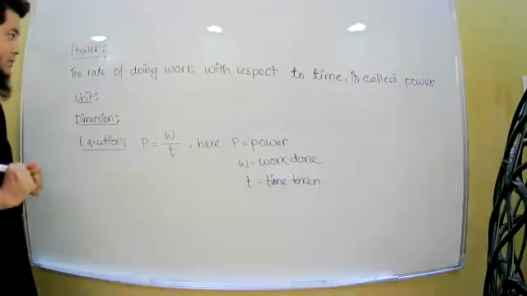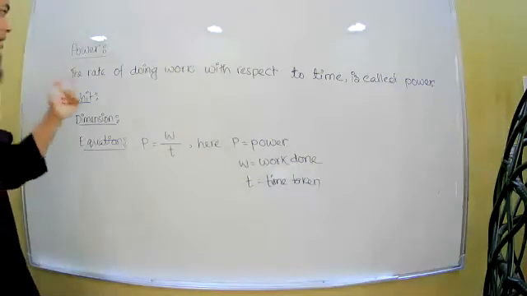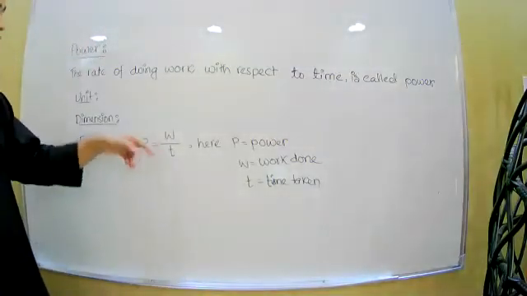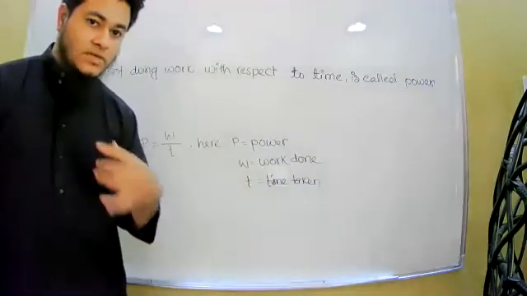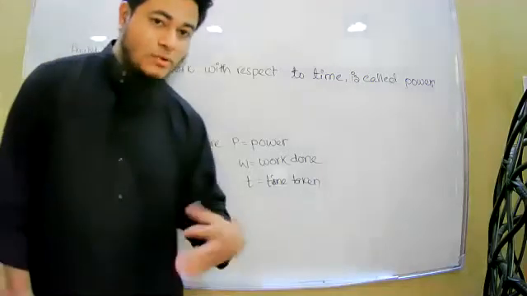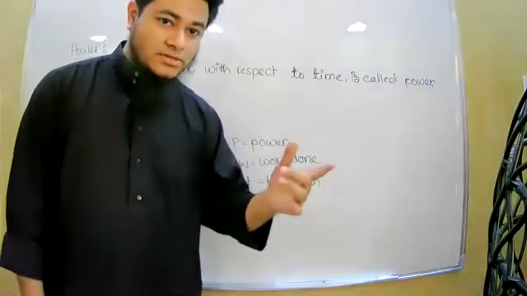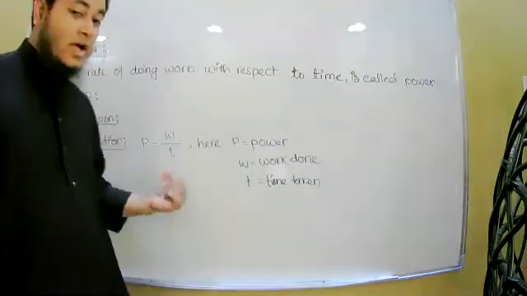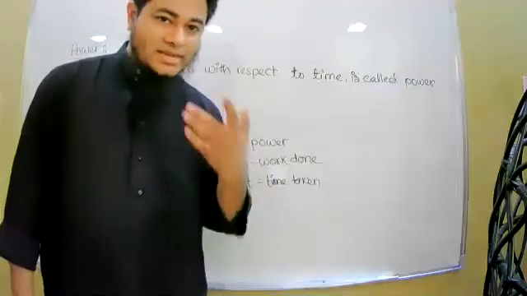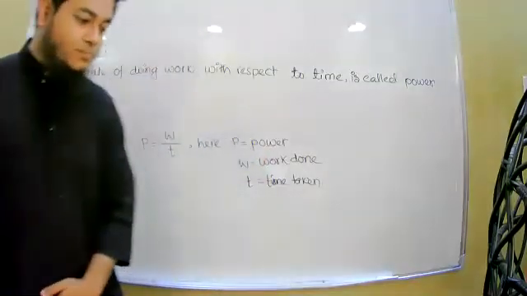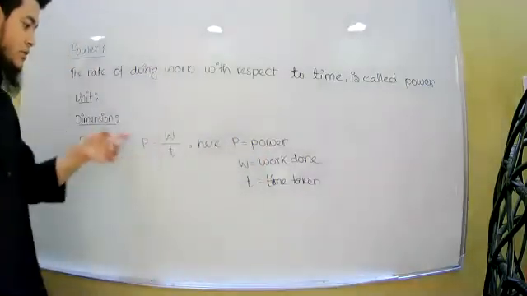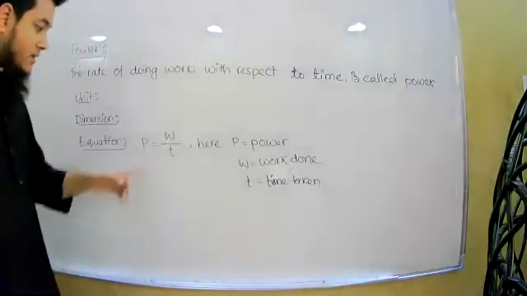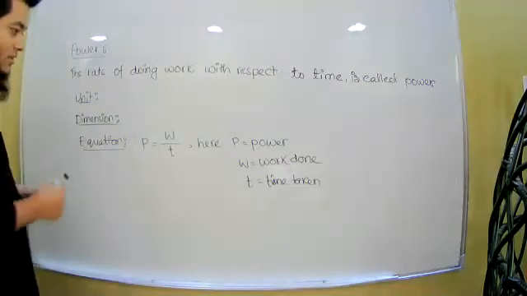Okay. So this is the definition of power, the rate of doing work with respect to time. At what rate you are doing the work. If someone is doing the work in less amount of time, we will say that he is doing it faster, so he has higher power. And if someone is taking longer amount of time, we will say that he has less power because he's slower. Okay.